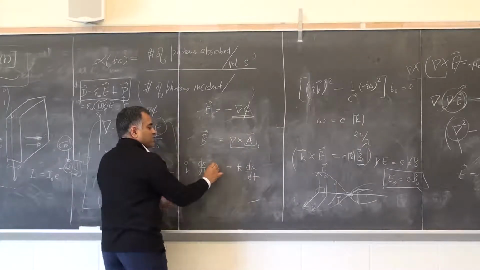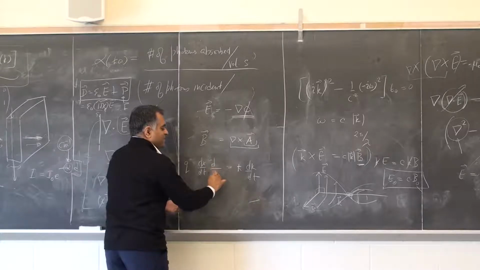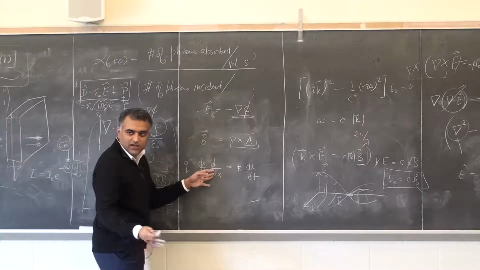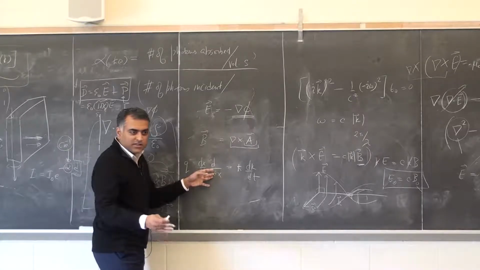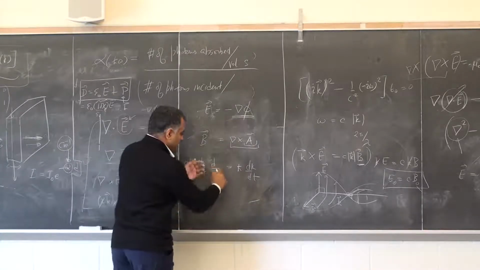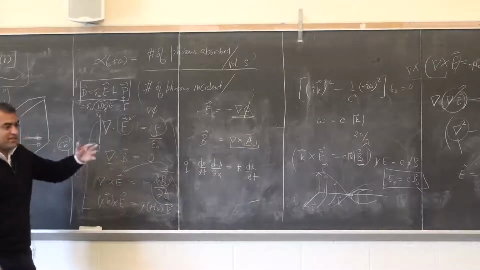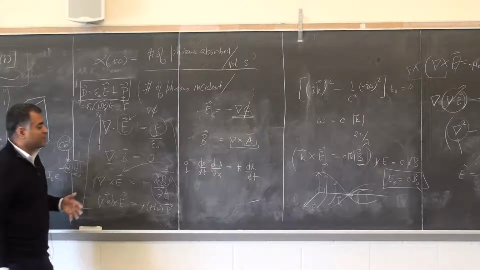Del cross A, you know, in scalar quantities, is just d by dx or d by dy and all that, right? This is the curl, but it's a derivative of that. So I'm just looking at what is the physical meaning of it. What is the physical meaning of the vector potential?